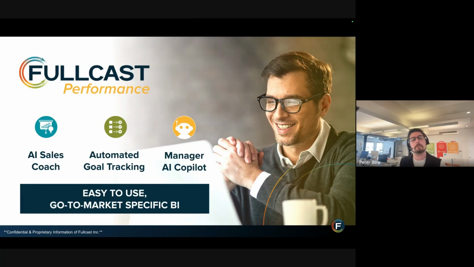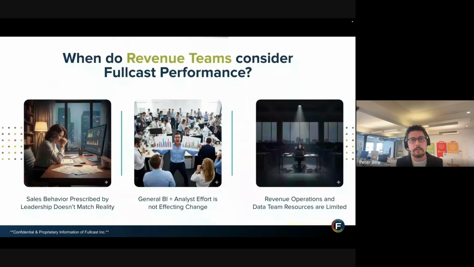So they always have their finger on the pulse of, hey, what do I need to be in front of to unlock more performance out of this team? Right. And again, this is all based on your initiatives, the data that matters to your GTM organization, and what's top of mind for you.